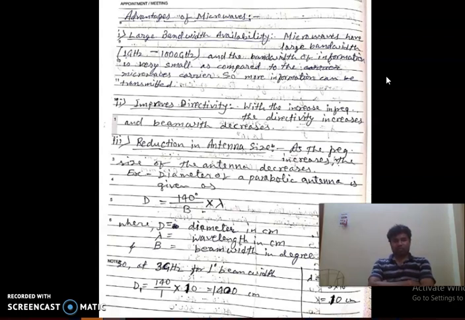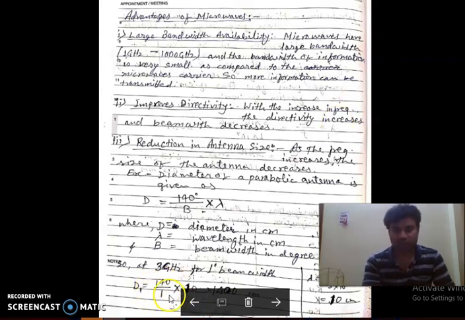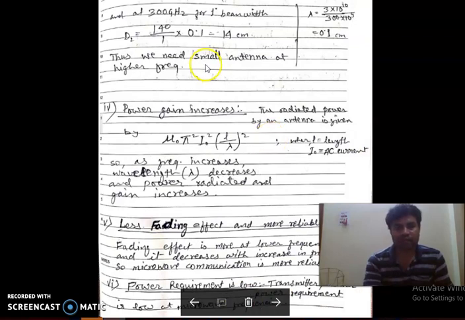One example is given. When the frequency is 3 gigahertz, then the wavelength equals 10 centimeters, and the diameter is 1400 centimeters. And when the frequency is 300 gigahertz, then the wavelength becomes 0.1 centimeter, and the diameter of the antenna will be 14 centimeters.